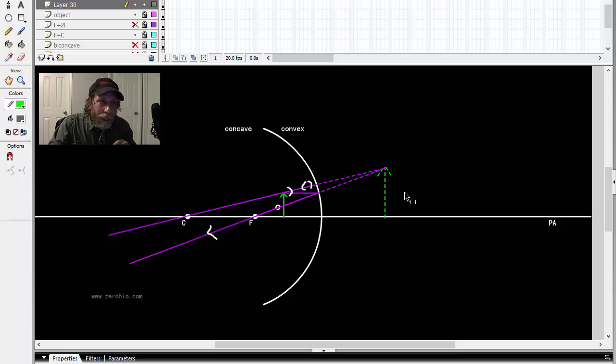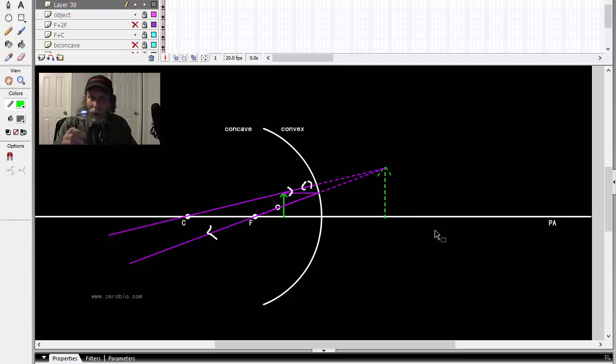But what you can see is this image is behind the mirror. So can it really be there? You tell me. It's also larger than the original, all right? And it's upright. So size, larger. Attitude, upright. Location, behind the mirror. Type, virtual. It's not there. It's formed by dotted lines.